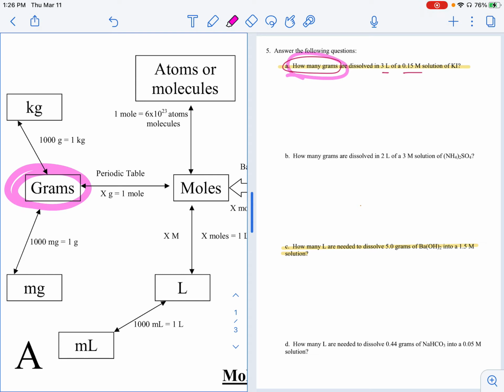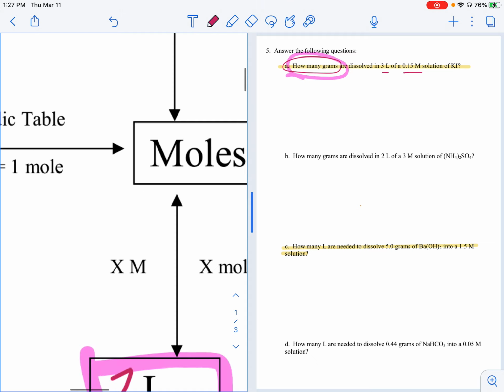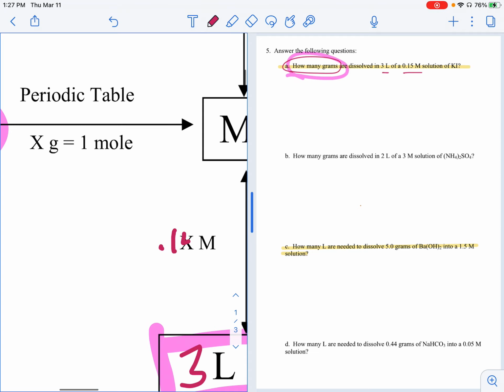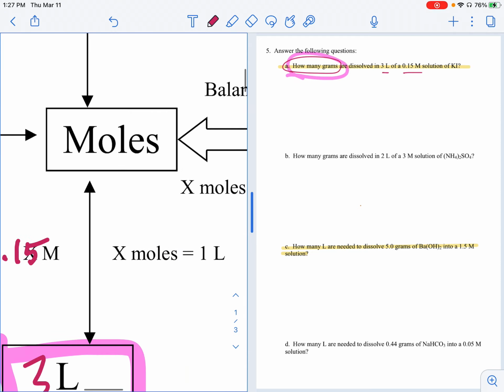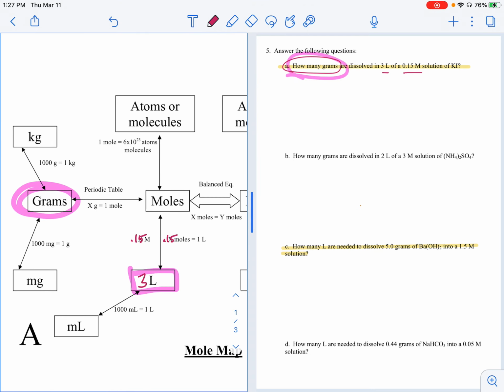I know I have 3 liters. That's one thing I have. I also have a 0.15 molar, which means 0.15 moles over 1 liter. I can only start and stop in boxes, so I'm going to start here. I'm going to go here using this equation, and then I'm going to go here using this equation.